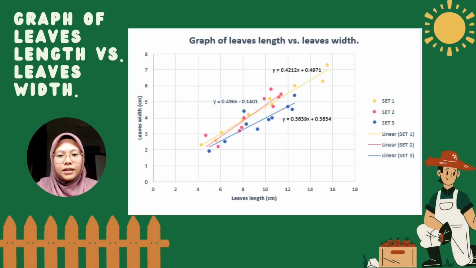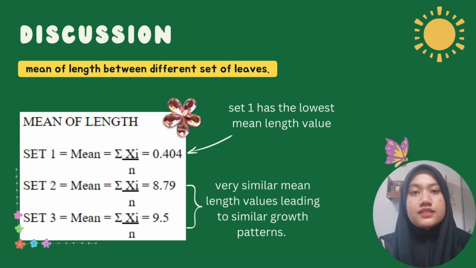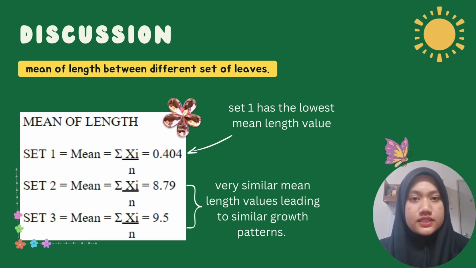This is the simple linear regression graph of leaf length versus leaf width. It shows positive correlation for all 3 sets, indicating that as leaf length increases, leaf width also increases. For discussion, the mean of length and width between different sets of leaves. Based on the differences, set 1 has the lowest mean length value of 0.404 compared to sets 2 and 3, which are closer in value to each other at 9.79 and 9.5 respectively.